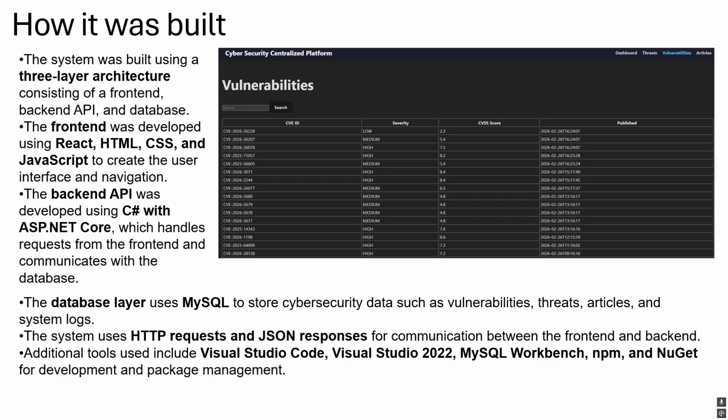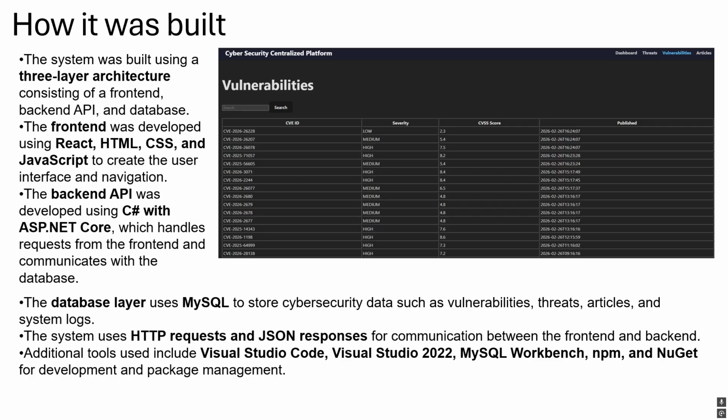The system mainly used HTTP requests and JSON responses to communicate between the front end and back end. JSON came in handy with any sort of data normalization or error codes, and some additional tools were Visual Studio Code, Visual Studio, and Node.js.